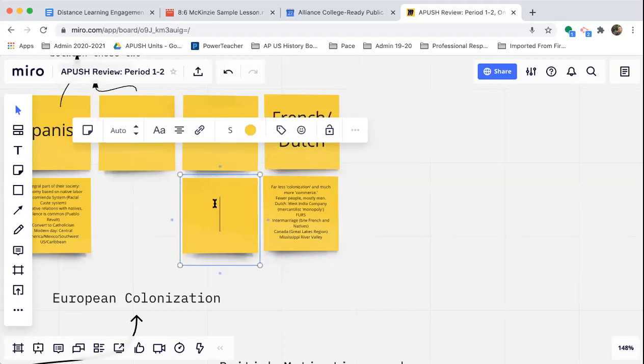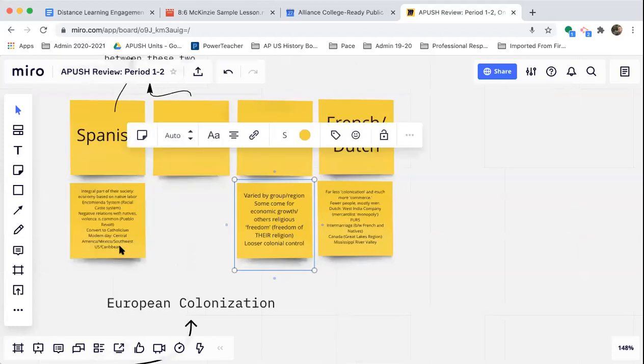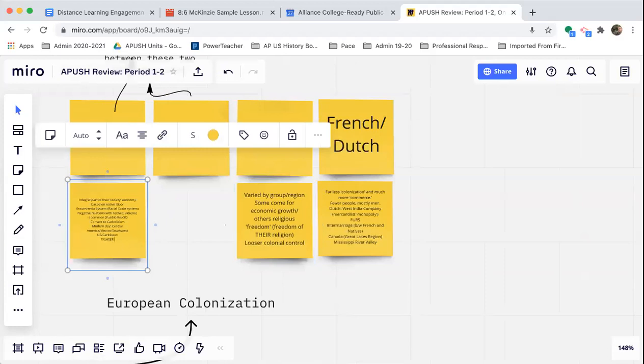Let's talk English. Do the English come for one specific reason, or is it varied by group and by region? It varies by region because some go to grow economically while others are religious. I don't want to put religious quote unquote freedom, because we know it's not free. But the way I put it in the video, freedom of their religion. Okay, I like that. How tight is colonial control by the British? Does the British government control them tightly or not so much? Not so much. Okay. So looser colonial control, which I should go back to the Spanish and add that they have a much tighter control by the mother country.